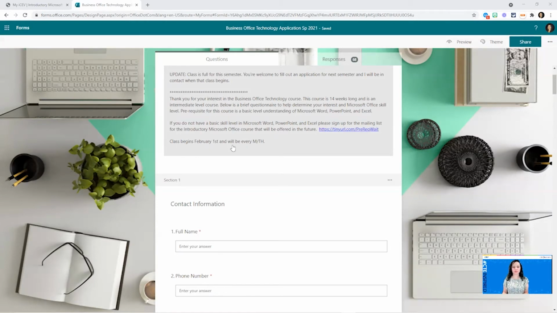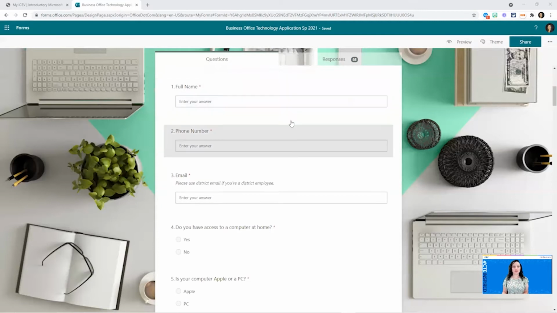Okay, and so I give them also the information for the class. So it's the start date. I hadn't determined at this point the times that I was going to have my class, because I was still trying to figure out what would be a good fit. So that's why I didn't put that in there. But that would be a good thing for them to know as well if I had that information at the time. All right, so contact information.